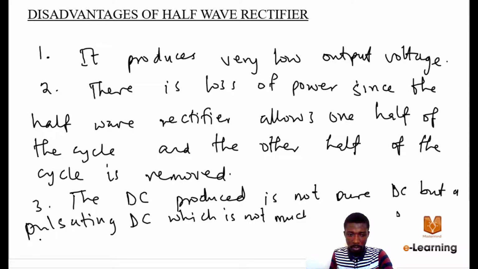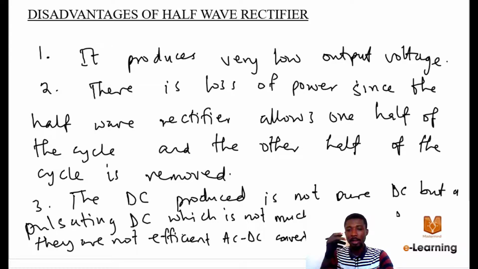So they are not efficient AC to DC converters. The DC that it produces at the end of the day is a pulsating DC, and nobody really requires a pulsating DC in their system. It's not really efficient, which is why the filtering action has to happen, which is why you have to add a capacitor to the entire circuit in order to obtain a pure DC.